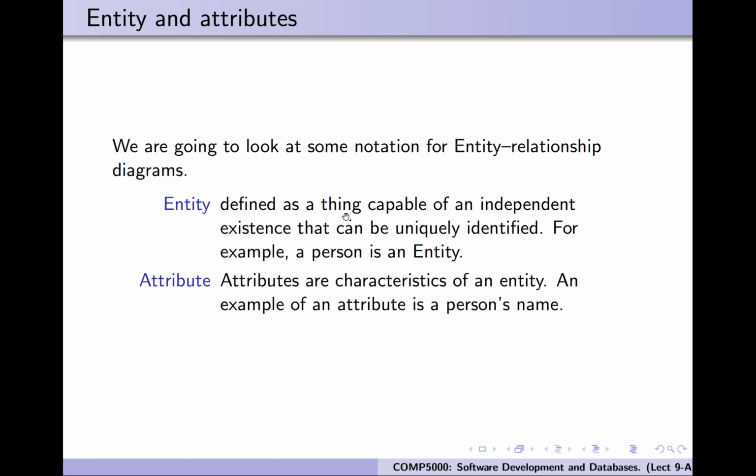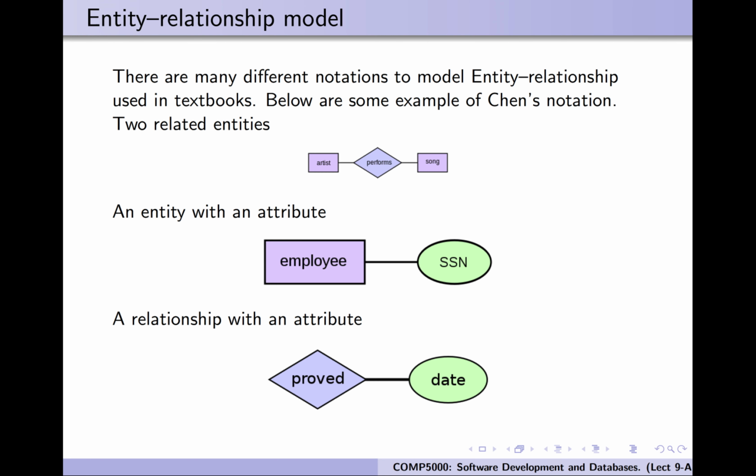An entity defines a thing capable of independent existence that can be uniquely identified. An example of an entity would be a person. An attribute is a characteristic of an entity; it is how you describe an entity, essentially. An example of an attribute is a person's name. So an example of an entity is a person, and an attribute is the person's name, and these are part of the entity. Attributes are some of the key components of how we do data modeling.